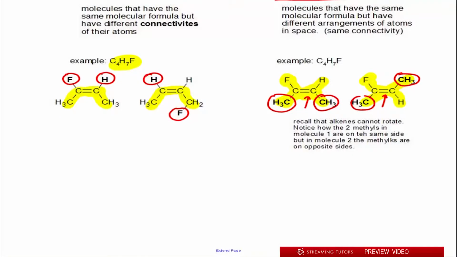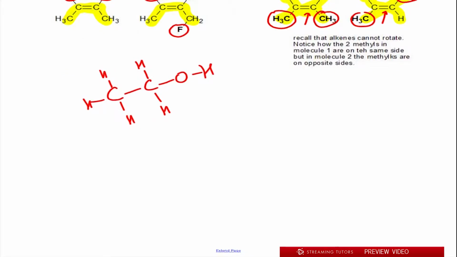One last point about connecting differently. Let's say I have a C with 3 H's, another carbon with 2 H's, and then an oxygen with an H. So this is an alcohol, right? We know that this is an alcohol because it's an OH on an sp3 carbon.